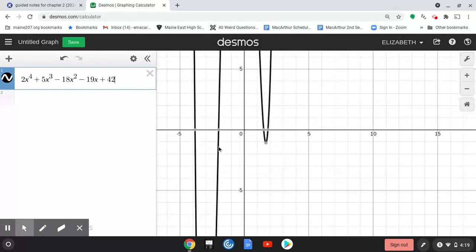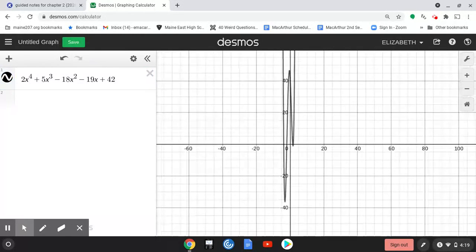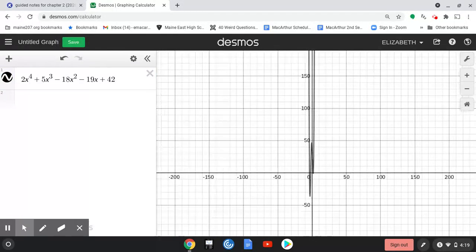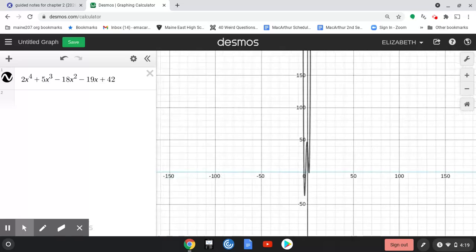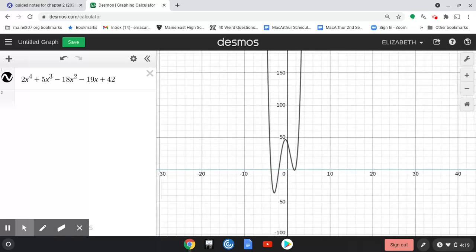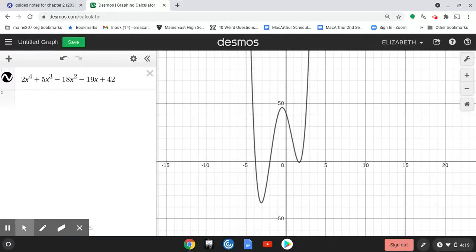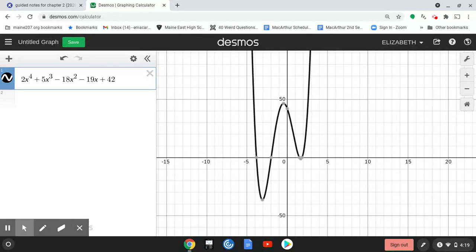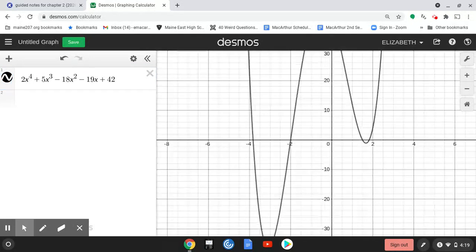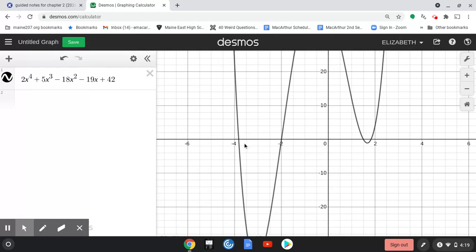And if we zoom out here, we look at this. This is a very interesting little shape. Instead of it going up in one direction and down in another, it's more like a W shape, but an uneven W. But we can see we're still going to get 4 zeros. It crosses the x-axis 4 times.